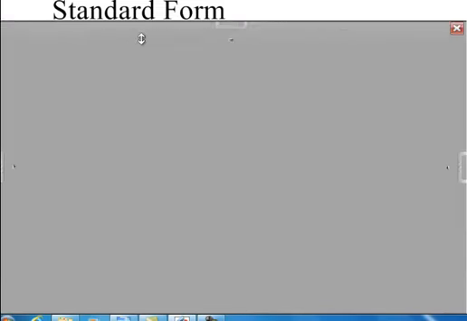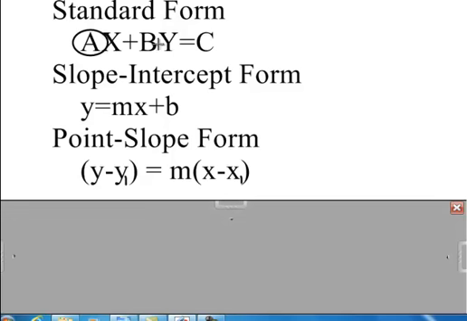In our forms of a linear equation, a, b, and c are the arbitrary constants of standard form. M and little b are the arbitrary constants of slope-intercept form. And y sub 1, m, and x sub 1 are our arbitrary constants of point-slope form. Once we discover what these numbers should be, we will have the name of our line.